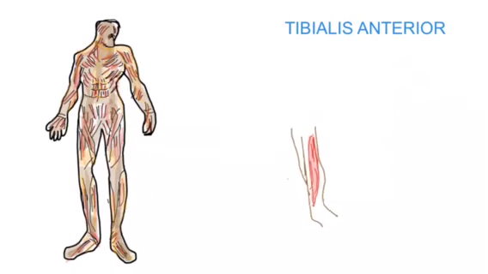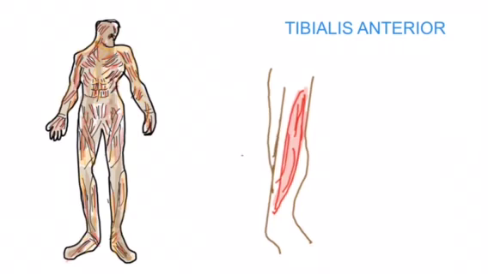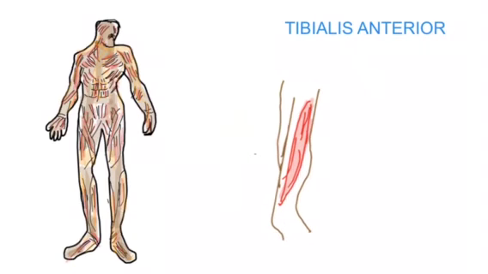The tibialis anterior is located in the lower half of the leg on the anterior side. Its origin is the tibia, and it inserts at the ankle, the tarsals, and the metatarsals. The tibialis anterior assists in the action of dorsiflexion and inversion of the foot.